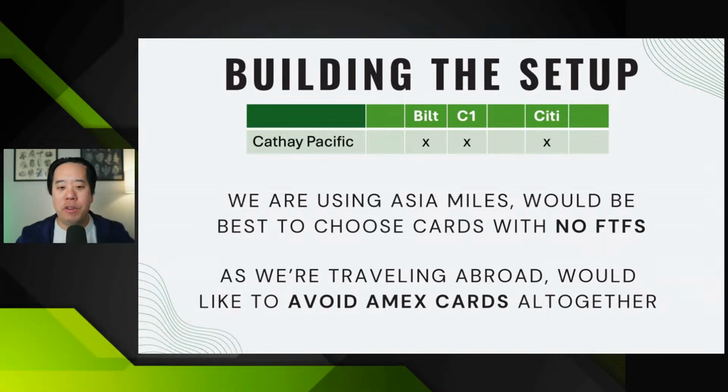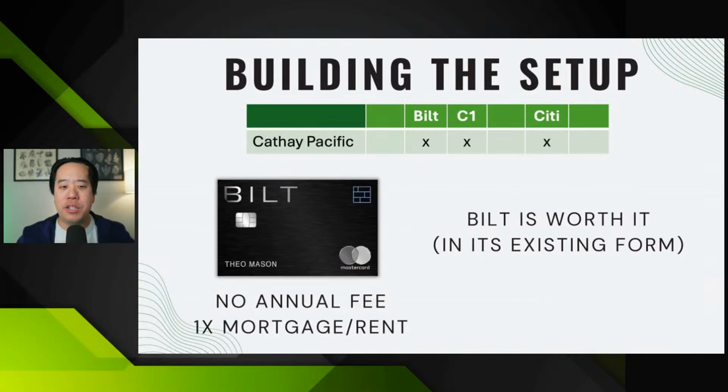And so moving forward, we're building the setup. And you can see that for Bilt, I still think it's worth it to get for the setup in its existing form, because you do have a card that's no annual fee and you get that 1x on the mortgage and rent. I don't know how they're going to change the card. And I know that we also talked about that in one of my videos previously. But in its existing form, getting that 1x on mortgage rent is still worth it. And so I think getting that card is pretty important.